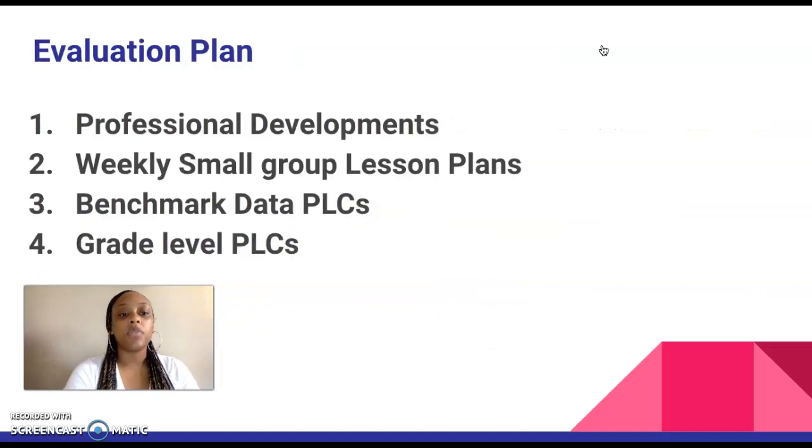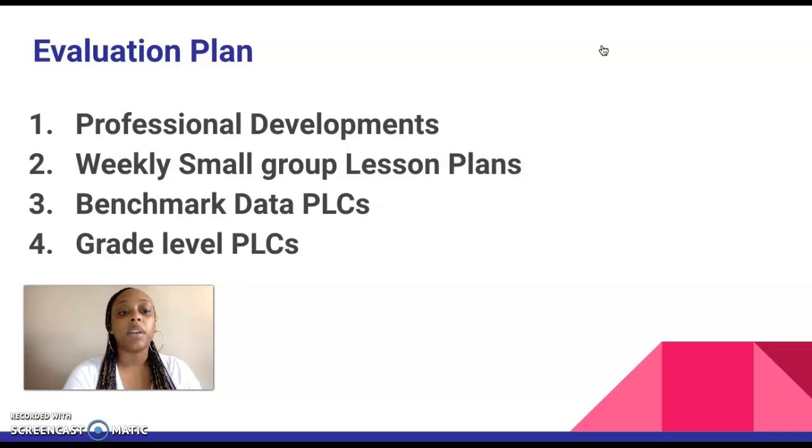And so the evaluation plan would be professional developments. That's what is very key and very important during this process. So teachers can know how to read data. Teachers can know how to form the groups for small group. And teachers can know how to maximize their time when they're in small groups.